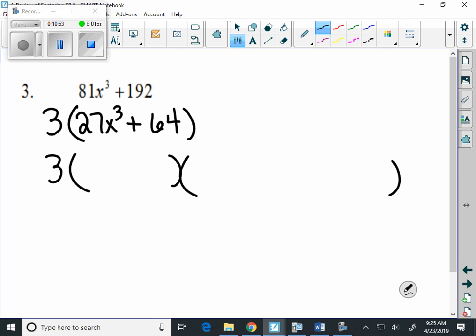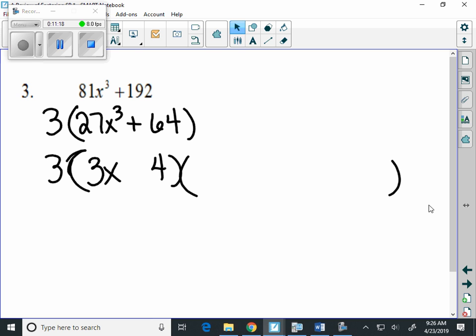27 divided by 3 is, oh, that's wrong. Cube root of 27. Get this right. Cube root of 27 is 3. Cube root of x cubed is x. Cube root of 64, if you look above, how did we get 64? We took 4 times 4 times 4, so the cube root of 64 is 4.